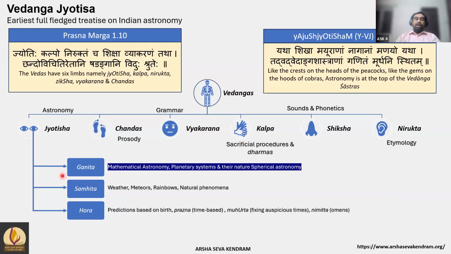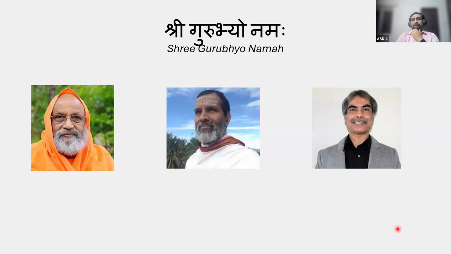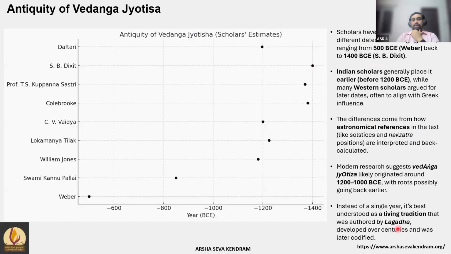But then, of course, the focus of our course is going to be the mathematical astronomy, spherical geometry, planetary systems, and all those aspects. And we will not go into the predictive aspect. Right? So we saw all that, and then we talked about.